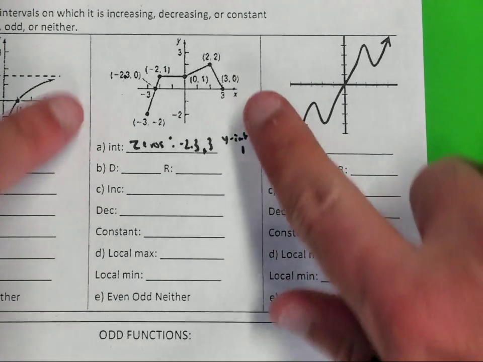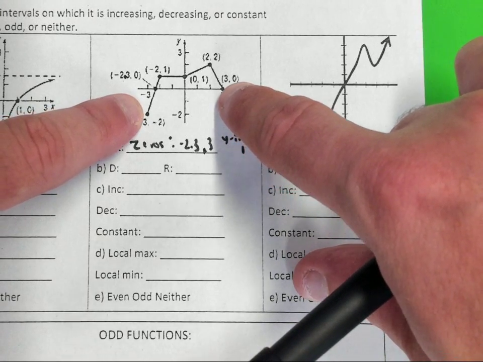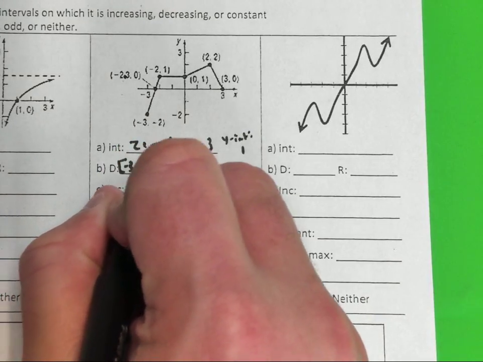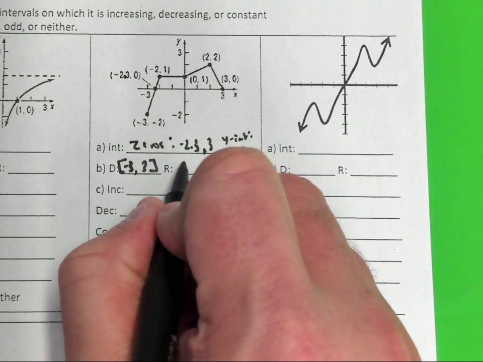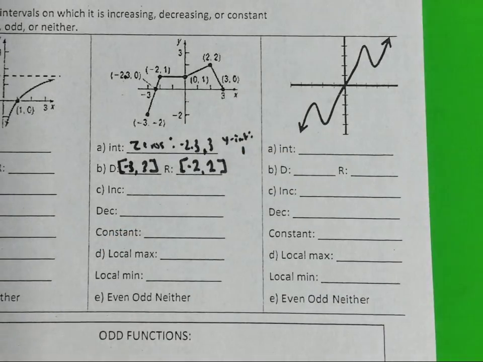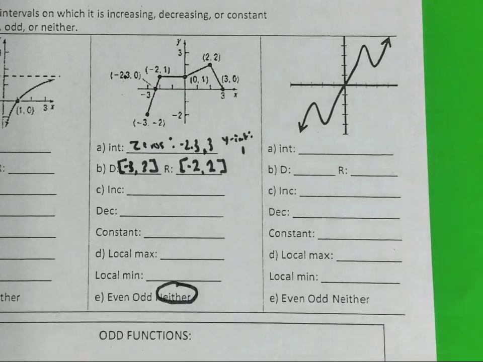Okay, I notice for my domain and range, these are dots on the end. They do not keep going. So my domain is from what? -3 to 3. My range is from? Very good. Let's skip down here. Is it even, odd, or neither? It's neither.